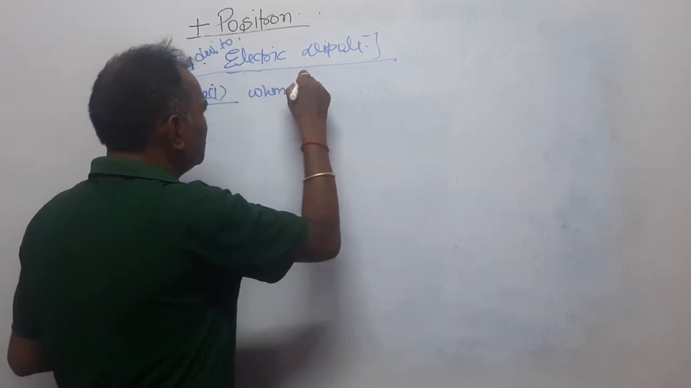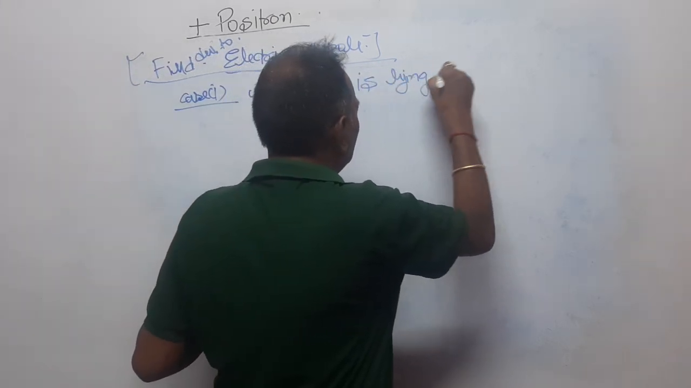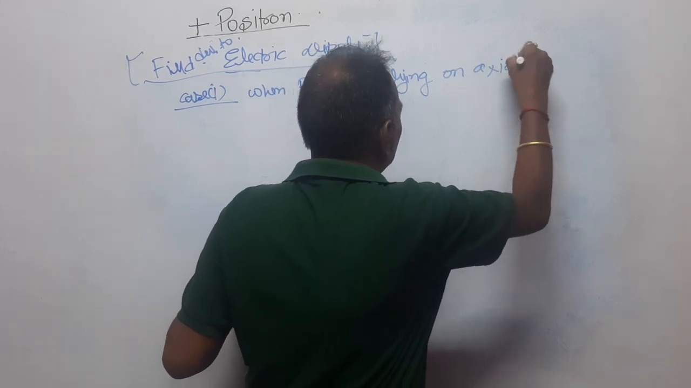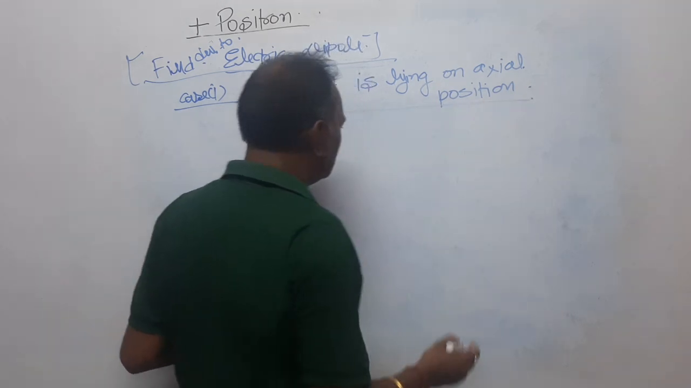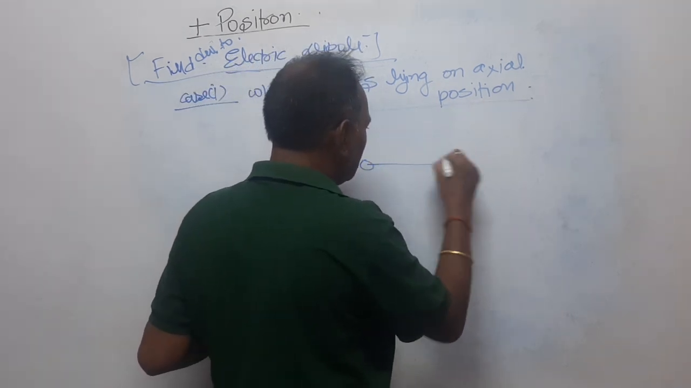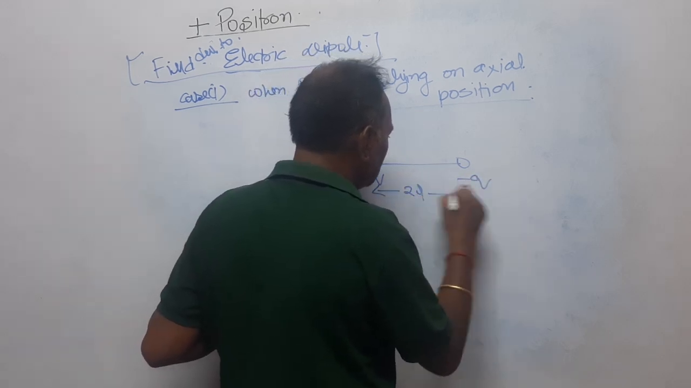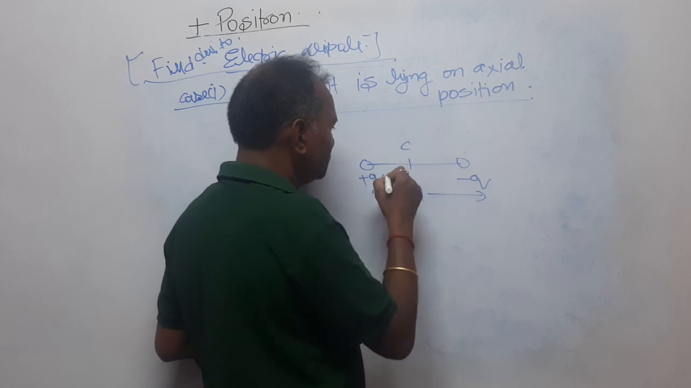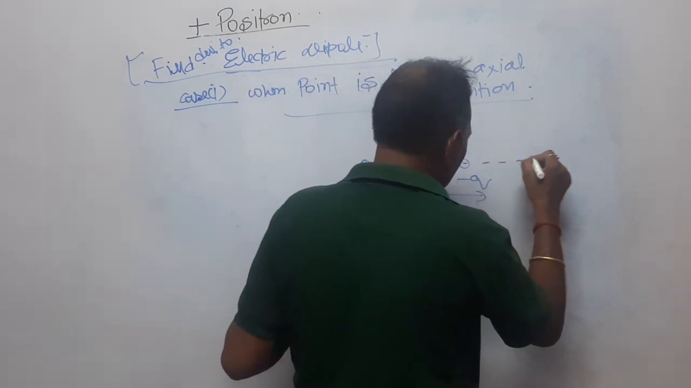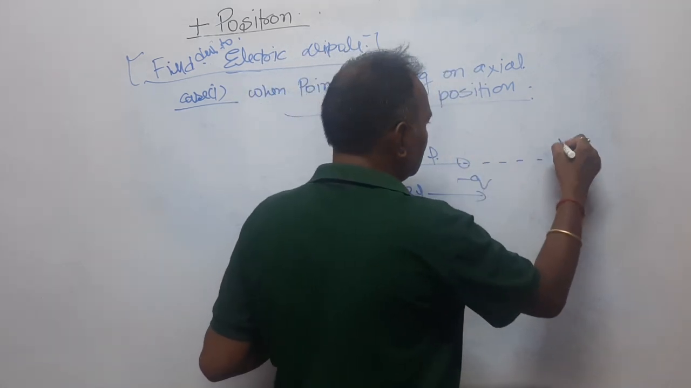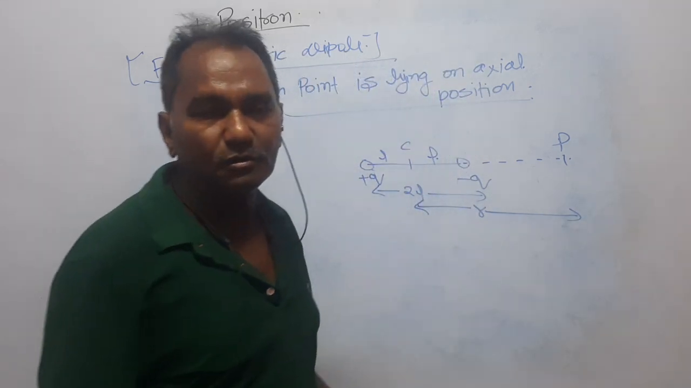So the first case is when the point is lying on the axial position. Very simple, nothing you have to do, you can just solve it. It's a matter of a minute. Now what have I made? I have made a dipole, plus q and minus q. They are 2L distance apart, right? This is the center of the dipole, so this is L, this is L. And from the center of the dipole, on the line joining the two charges, there is a point P, which is at some distance away from the center of the dipole. Now we have to find the field at point P.